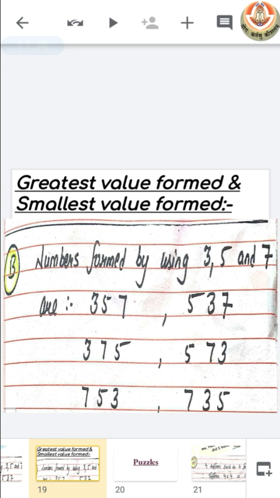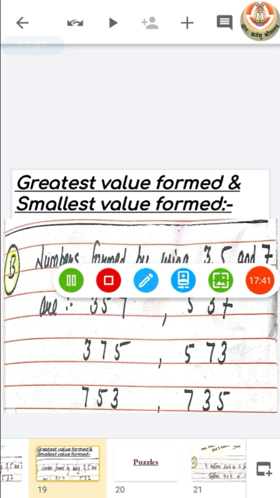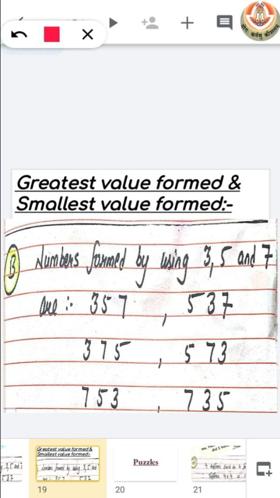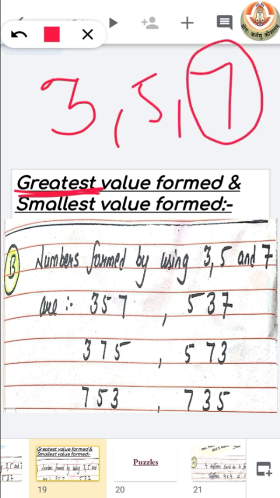Now two more things related to numbers formed by given digits are greatest and smallest value. So you can see here which one is the greatest among them. For the greatest, we will put the bigger number in first place. So you can see here we have 3, 5 and 7. Which one is the biggest one? 7. So the greatest value should have 7 in first place.